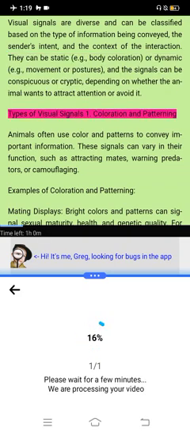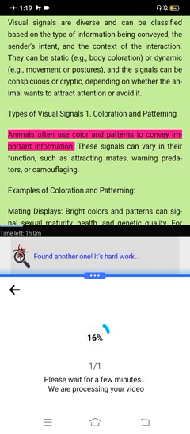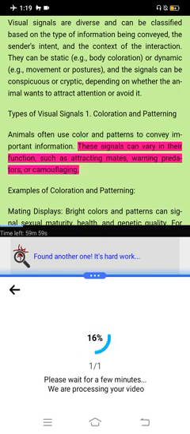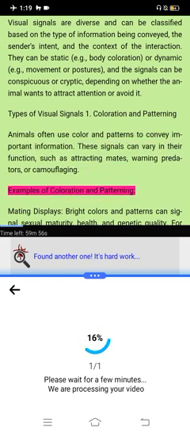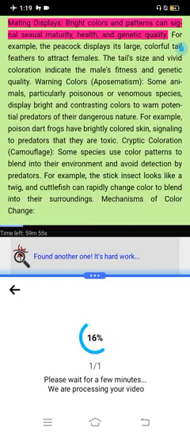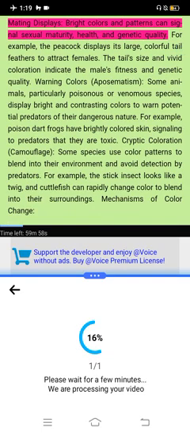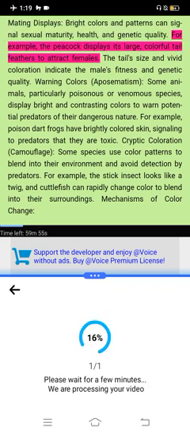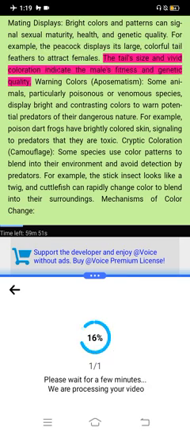Types of visual signals. 1. Coloration and patterning. Animals often use color and patterns to convey important information. These signals can vary in their function, such as attracting mates, warning predators, or camouflaging. Examples of coloration and patterning. Mating displays. Bright colors and patterns can signal sexual maturity, health, and genetic quality. For example, the peacock displays its large, colorful tail feathers to attract females. The tail size and vivid coloration indicate the male's fitness and genetic quality.